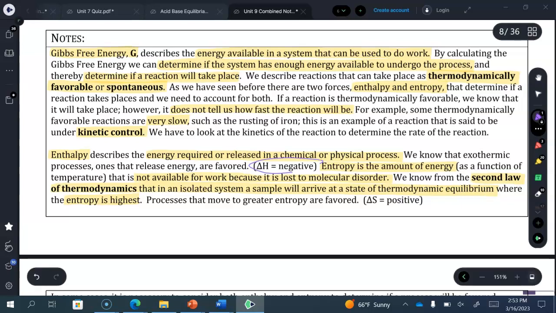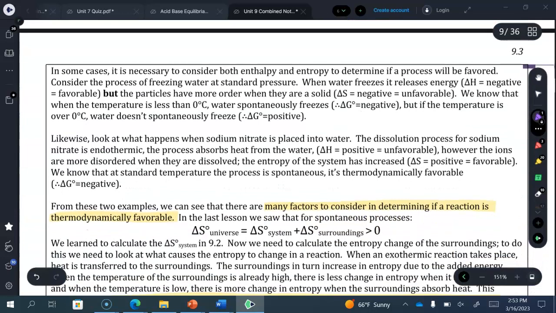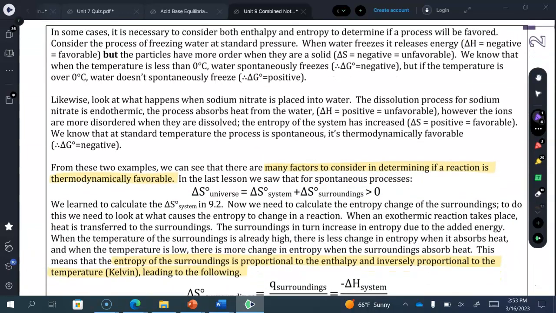So a negative delta H and a positive delta S tell us that it is thermodynamically favored. Okay, if the signs flip, so a positive delta H and a negative delta S, that is thermodynamically unfavored. But if they match, so if we have both of them negative or both of them positive, we have to do a little bit more digging, and we're going to get into that here in a second.